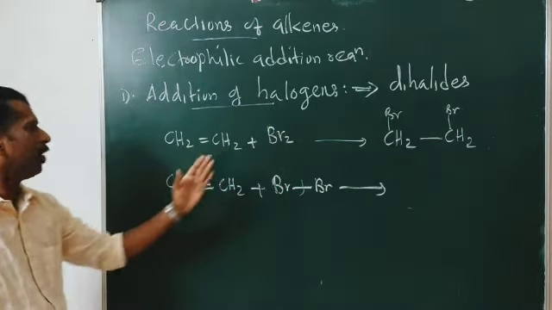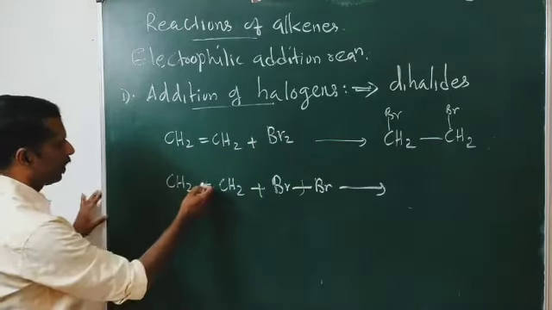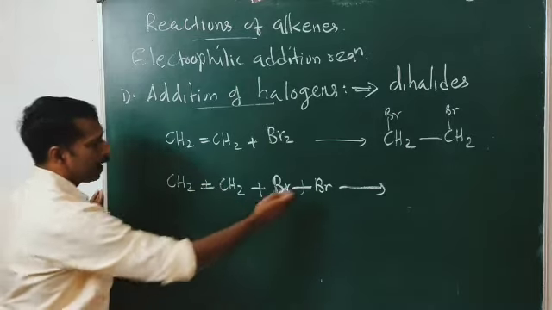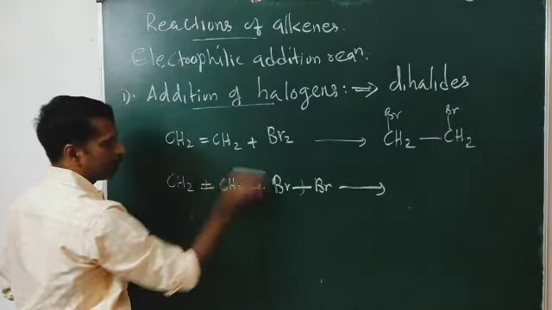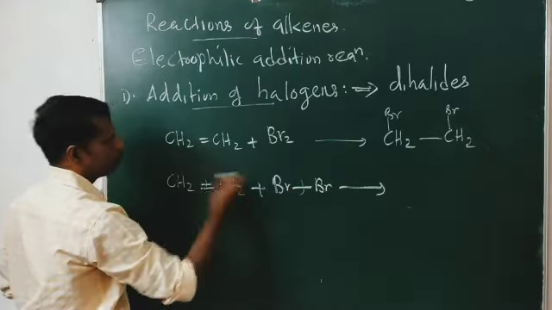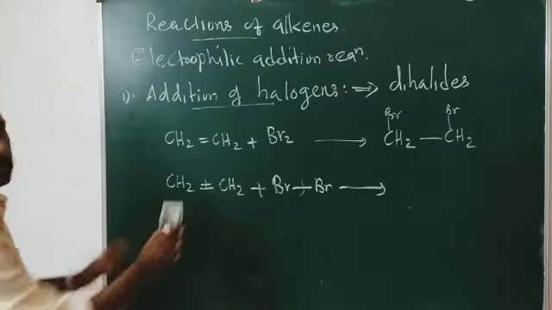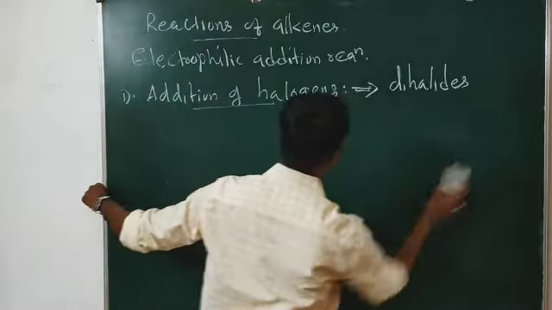And this is what is called addition of halogens. Example: CH2 double bond CH2 plus Br2. You can see that one of the double bonds, the pi bond, is breaking, and here the Br-Br bond is breaking. One Br is coming to this carbon and the other Br is going to this carbon. So you get CH2Br. Let us go through the mechanism of the reaction.